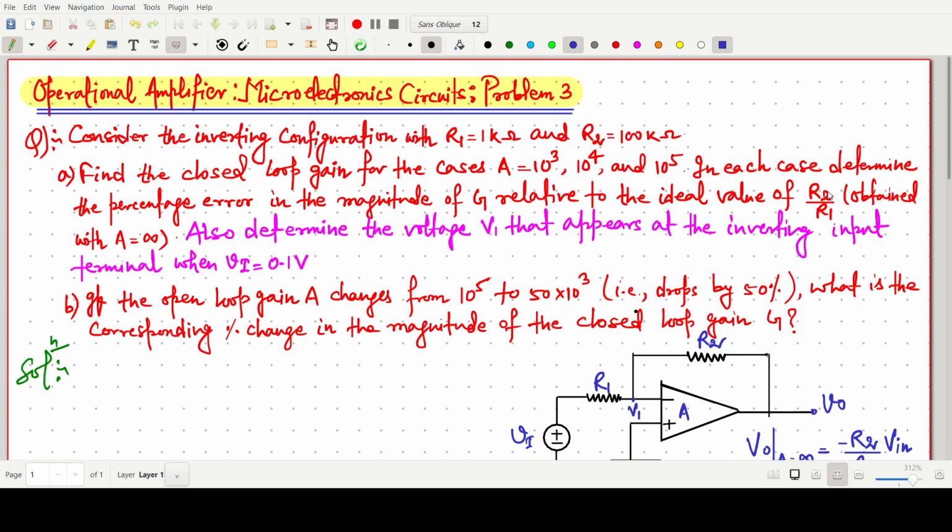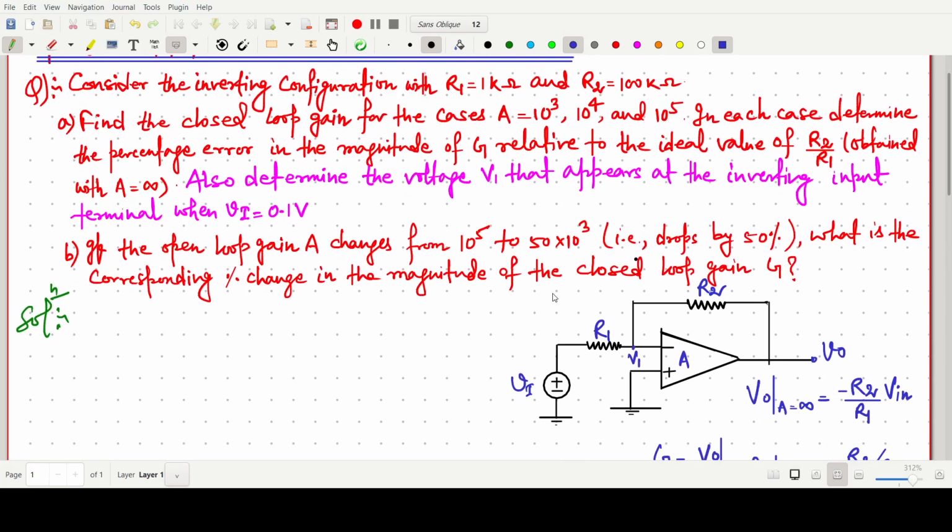In each case, we have to determine the percentage error in the magnitude of G relative to the ideal value of R2 by R1. Basically, this one is an inverting amplifier. So for infinite A, the gain will be minus R2 by R1. But if we take some finite value, the gain will change.